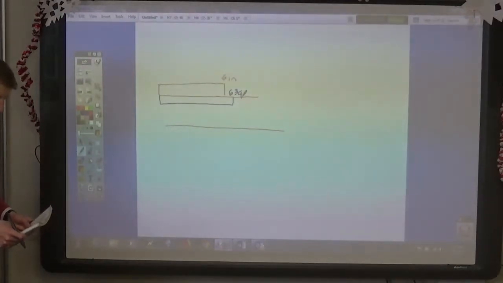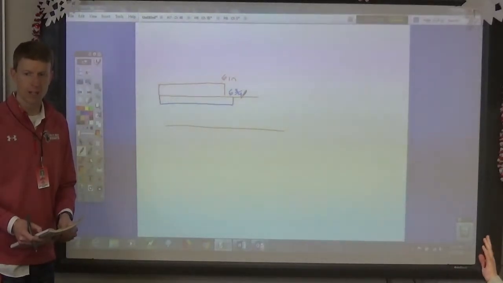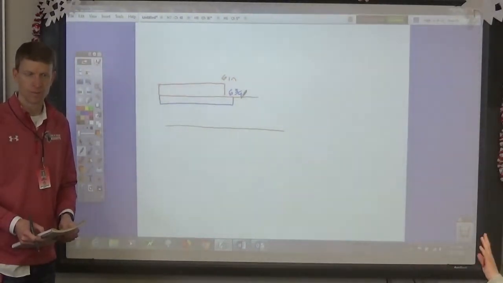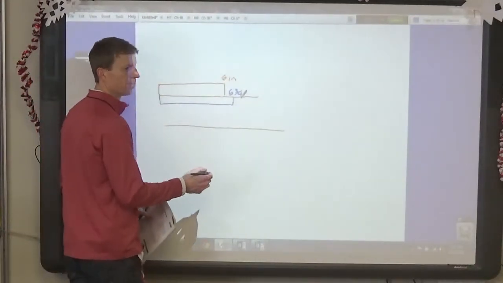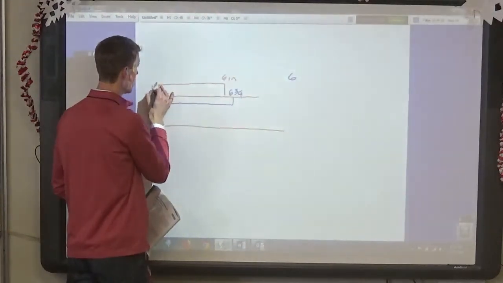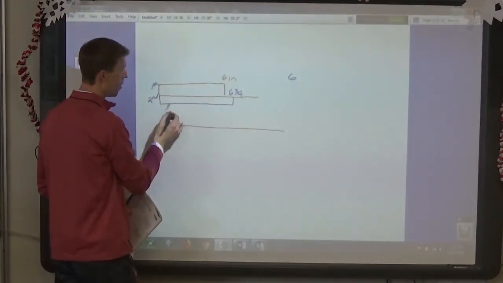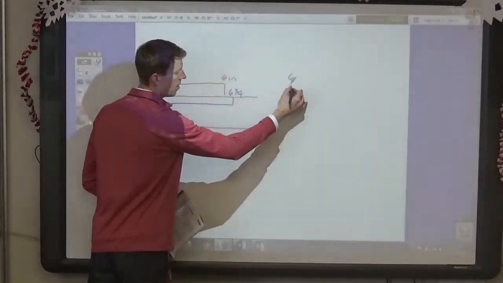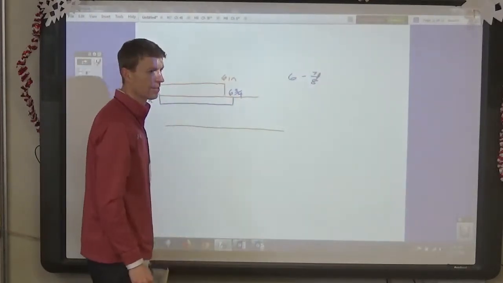The third piece is 7/8 shorter than the first. 7/8 shorter. How would you figure out how long that one is? You subtract. David? You subtract. Subtract what? This 6 is the first piece. This is the second piece. Then the third piece is, oh, you subtract 6 inches minus 7/8. Yep, 6 minus 7/8.